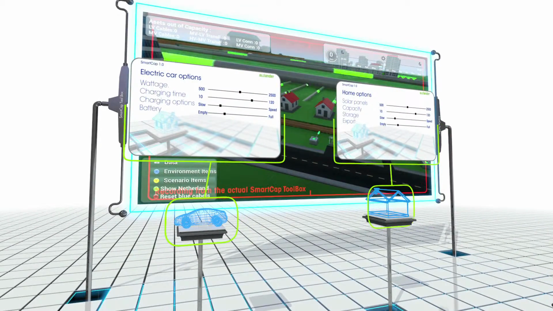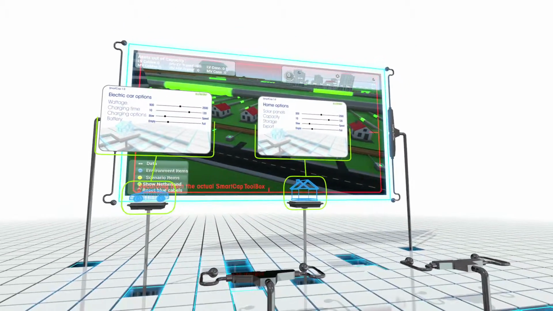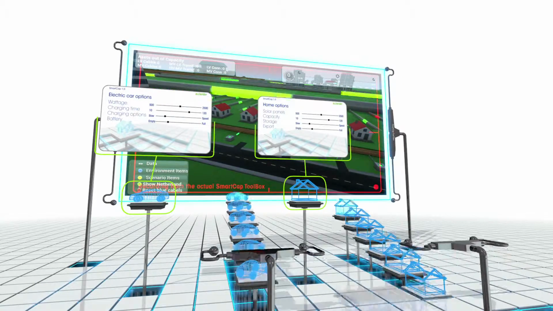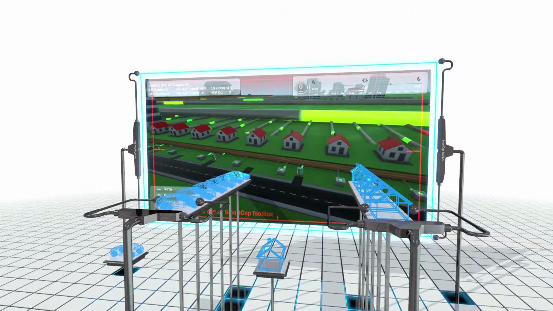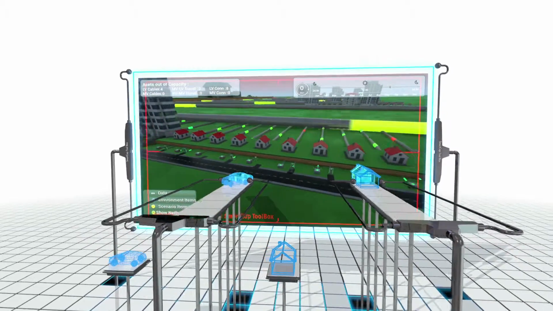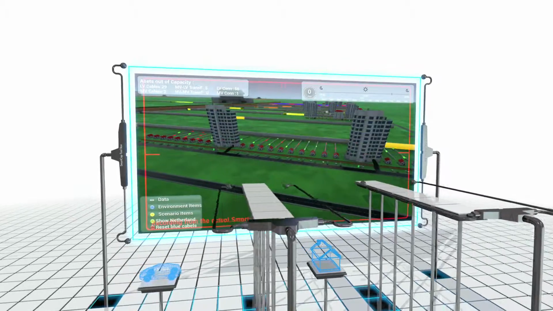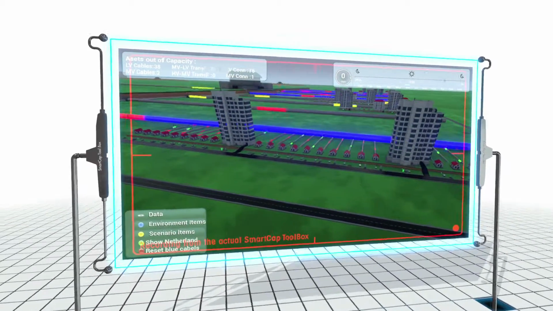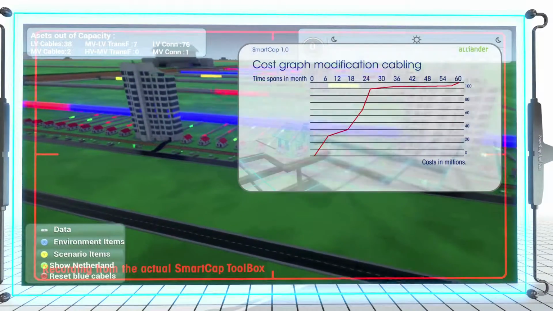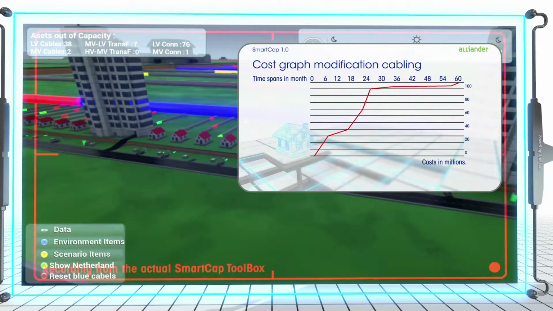What if we were to add 30% electric cars that could be charged at any given moment from the owner's home? As you can see from the blue cables, the effect of this scenario is considerable. Large sections of the Liander network have not been designed to handle this increase in demand. These blue cables clearly illustrate that the desired capacity is not available.